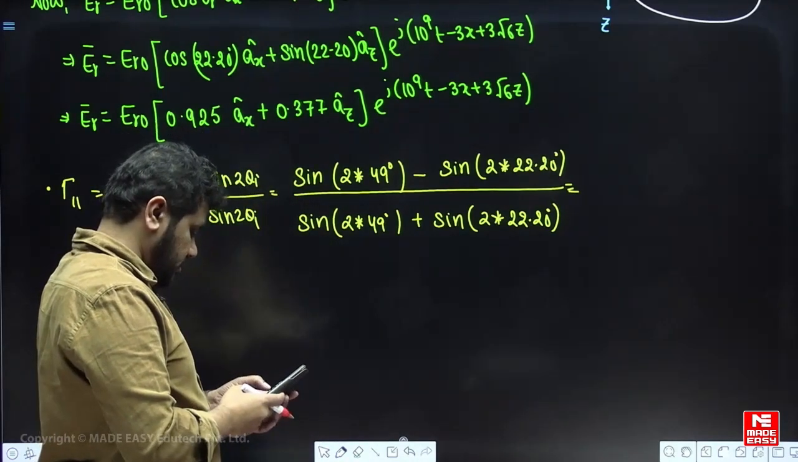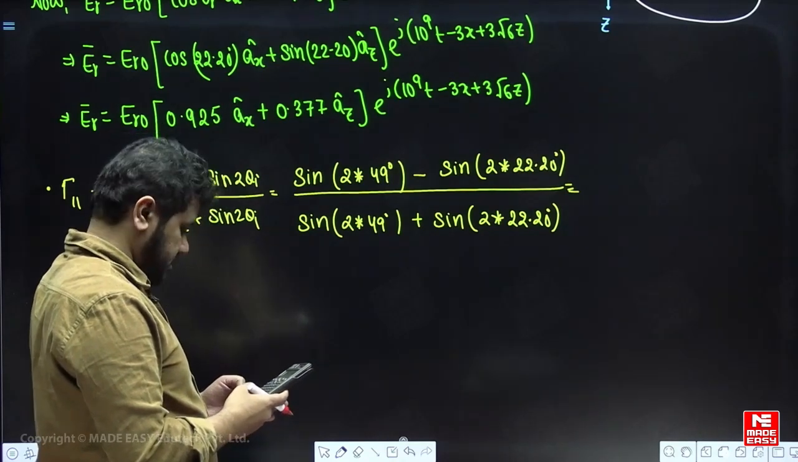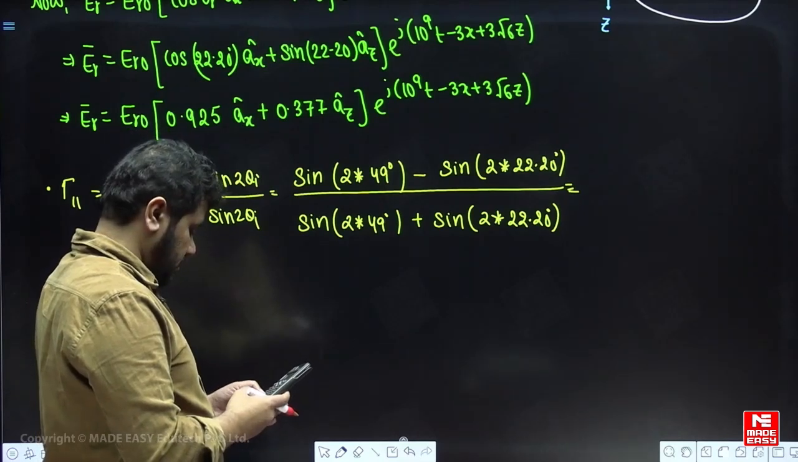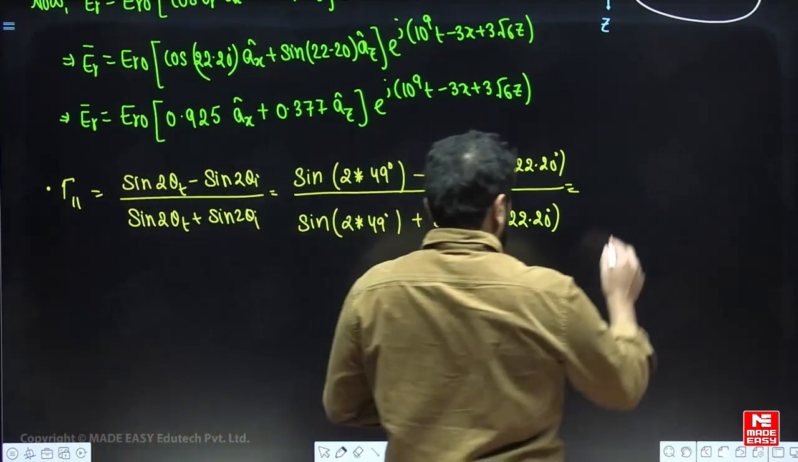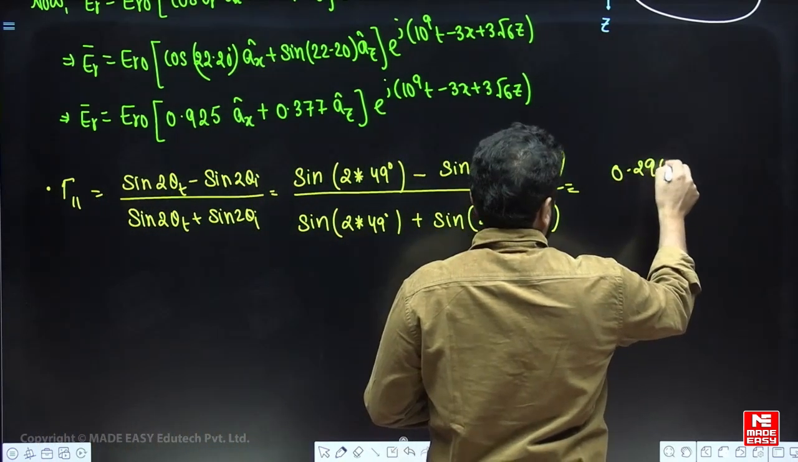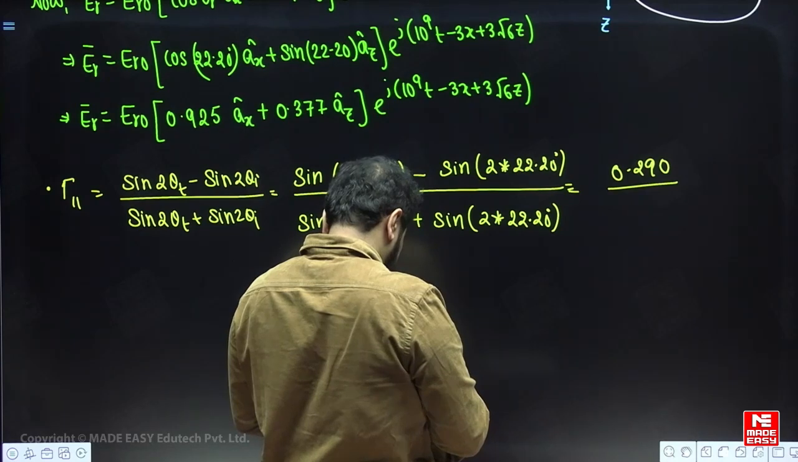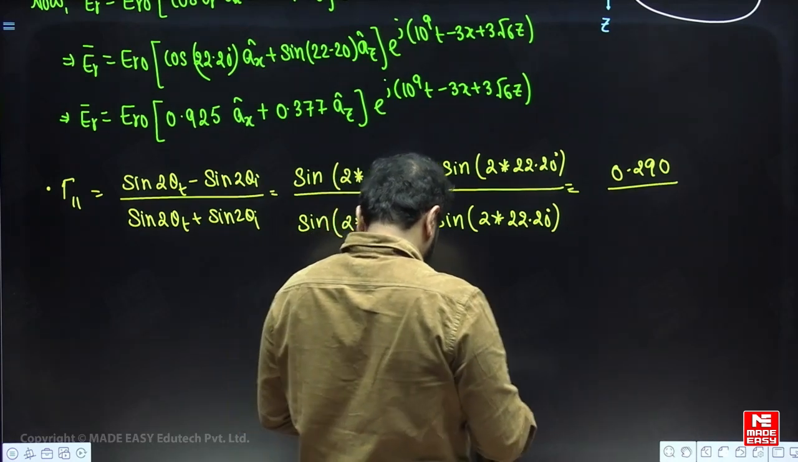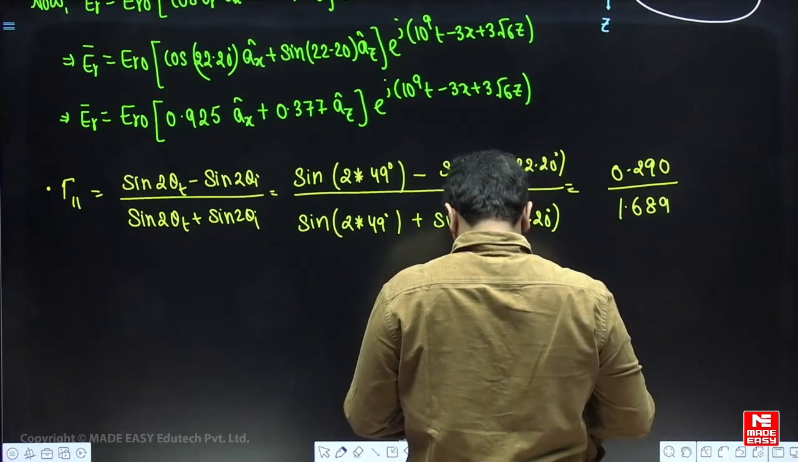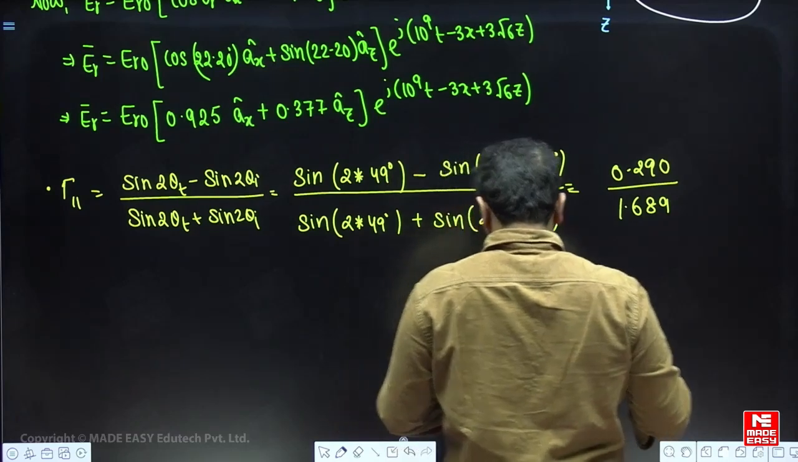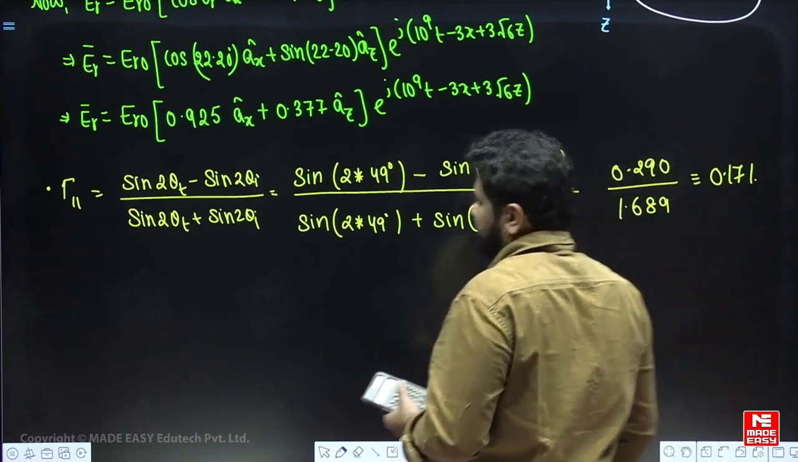This is your sine of, where is sine? Sine of 2 into 49 minus sine of 2 into 22.20. This is coming to be 0.290 divided by, now what I have to do, I have to just simply represent negative with the positive sign, 1.689, right. So 0.290 divided by answer. So I am getting 0.171, 0.171 you can say, right.